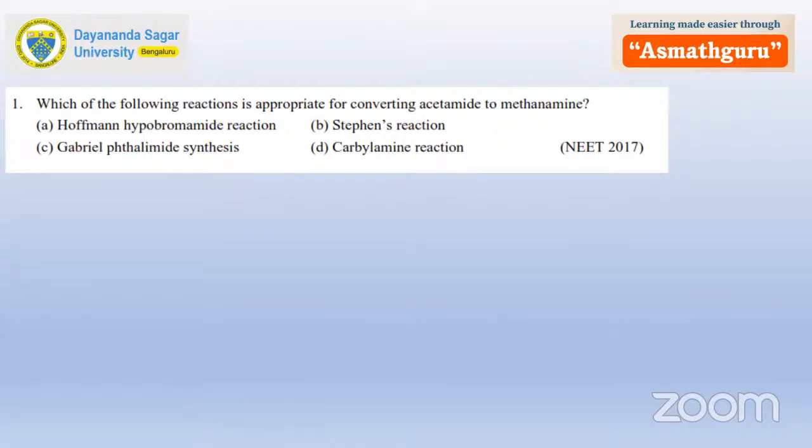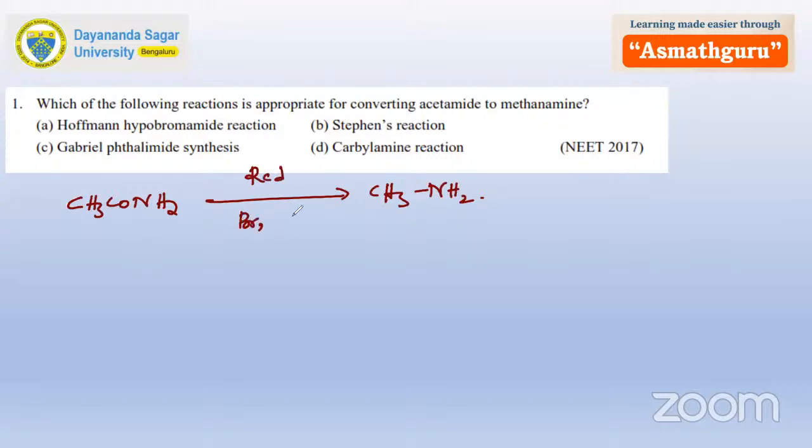Which of the following reactions is appropriate for converting acetamide to methanamine? What is acetamide? CH3CONH2 is converted into methanamine. What is methanamine? CH3NH2. So there are only two ways: either by reduction, or by treating with bromine and KOH.